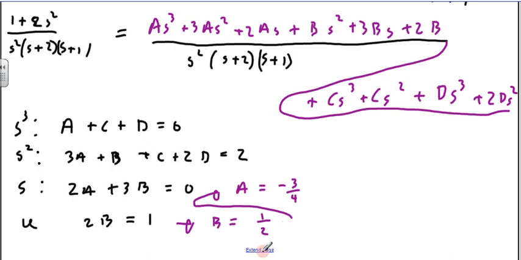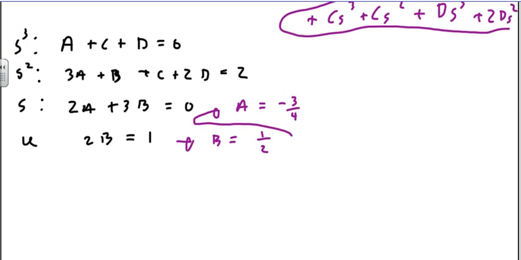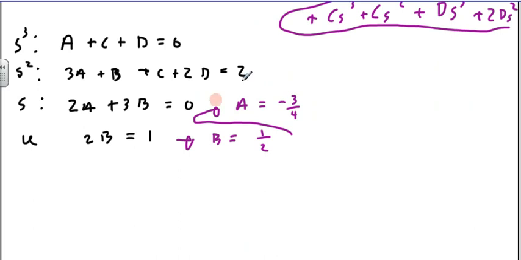So I have c plus d is equal to 3/4. And I have c plus 2d is equal to 15/4.